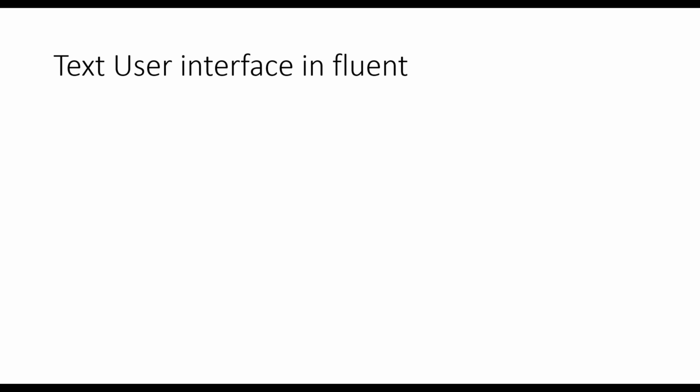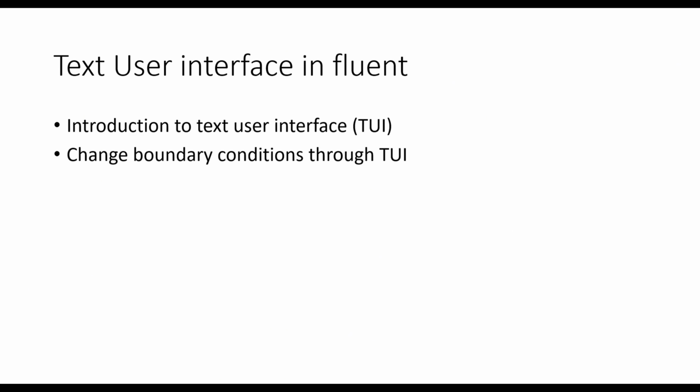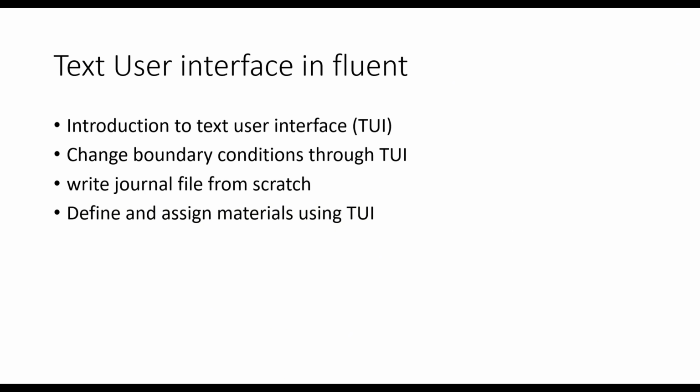So in this series I'm going to cover these topics. So we will see what is text user interface, how to navigate between different commands, and a little introduction about text user interface. Then we will see how you can change boundary condition using text user interface. Then we will write journal file. Journal file is the file that you can read directly into Fluent to run this simulation. So I will tell you what is journal file.